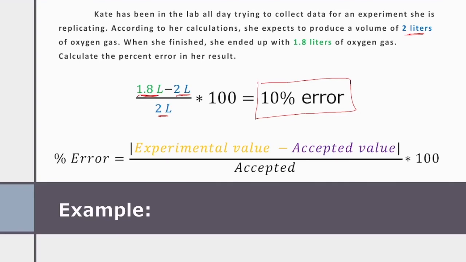Now if she knows that she needs to produce a certain amount of gas and she's using the same process, then she knows she typically has about 10% error. So if she needs to produce more, she can adjust her calculations to account for that 10% error between what she expects to get and what she's actually able to produce.